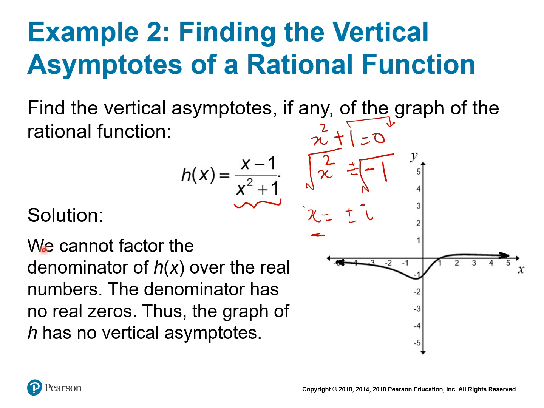So it says here we cannot factor the denominator of h of x over the real numbers. We cannot factor it, but we've solved it and we found that the solutions are imaginary. Therefore, the denominator has no real zeros. Thus, the graph of h has no vertical asymptote. And we see from this graph that it's pretty much a continuous graph. All right.